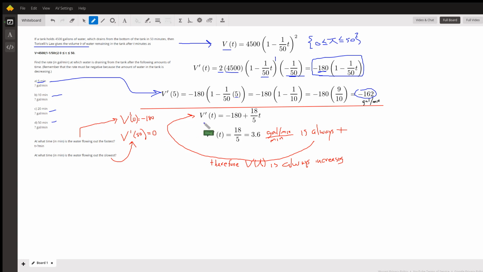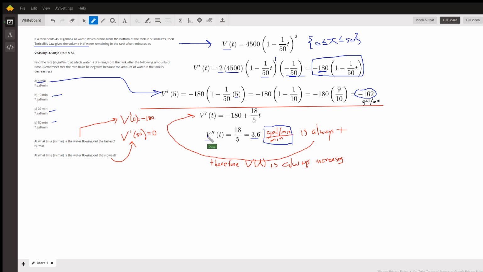Now, another way to write the first derivative is to distribute this negative 180. It's easier to see what the second derivative is after you do that. The second derivative, well, the derivative of negative 180 is 0. The derivative of 18/5 t is 18/5, which is 3.6. The units on the second derivative are gallons per minute squared. That's how fast the volume is changing over time, or the rate of change is changing over time. And that's always positive.